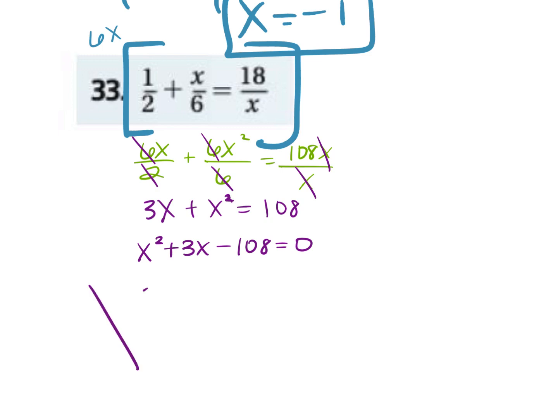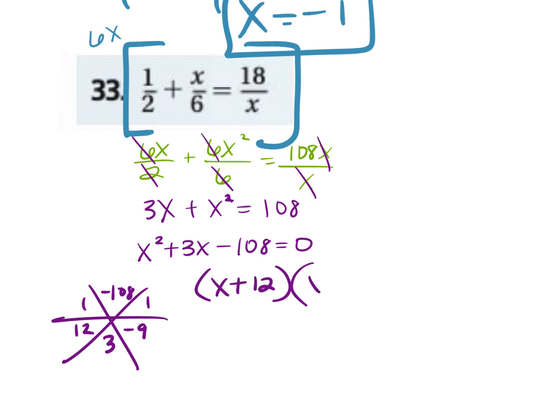9 and 12. What do you get? 9 and 12? So 12 and negative 9 to add to 3 and multiply to negative 108. So this is going to be x plus 12 and x minus 9. So then you get what as your x values? Negative 12, positive 9.